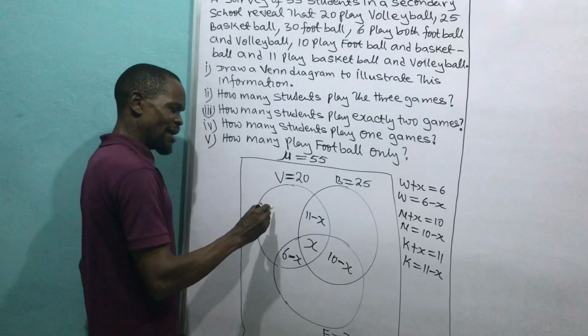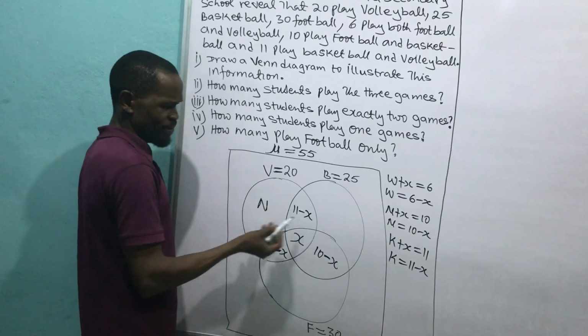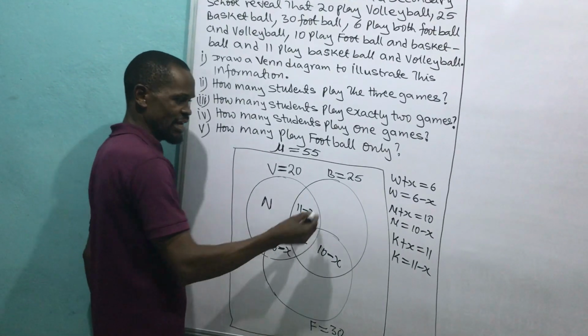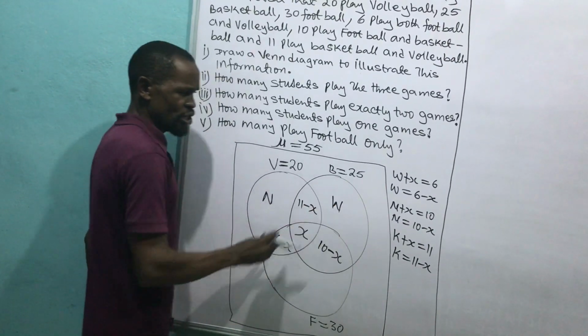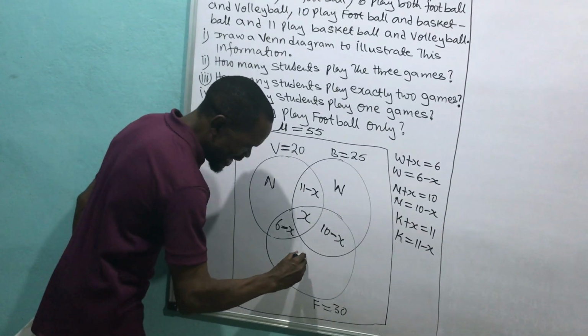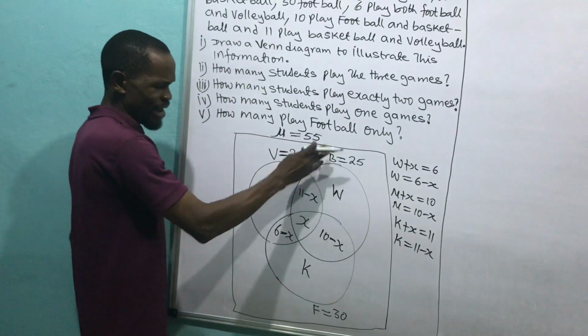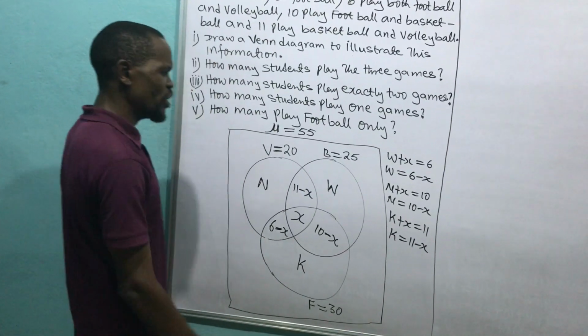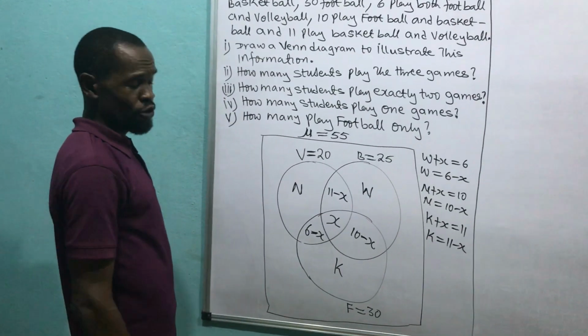Then now, I have to use N to represent the people that play volleyball only. I use my W here to represent the people that play basketball only. I use K to represent the people that play football only. I think you follow what I'm doing.